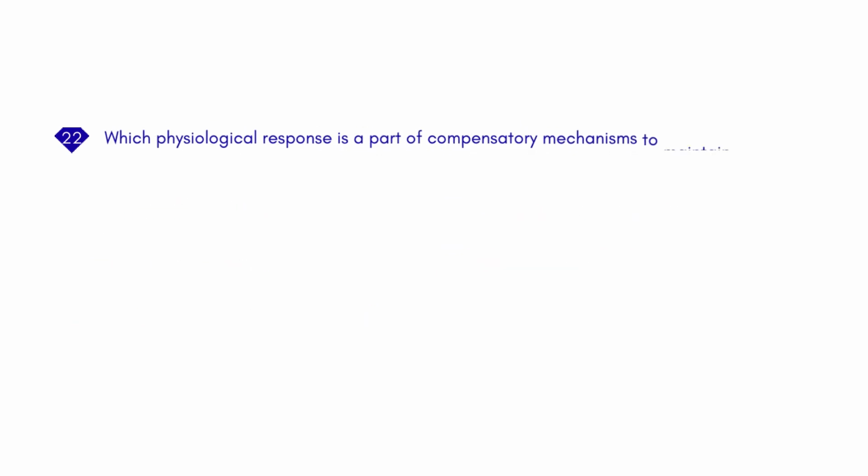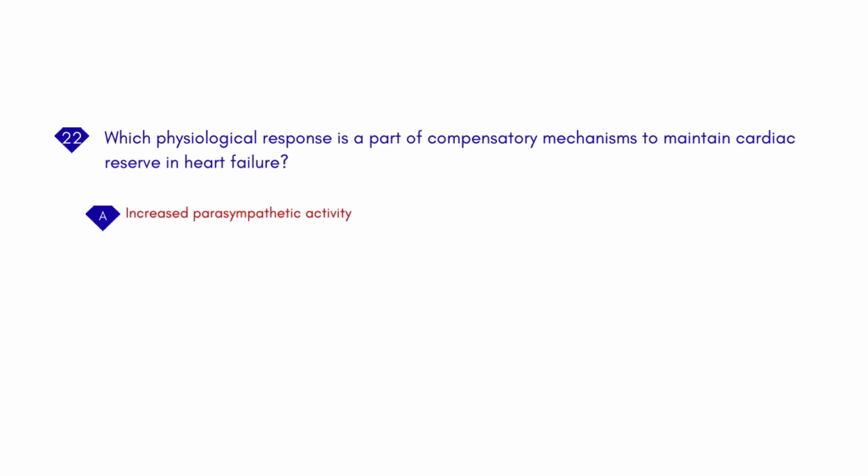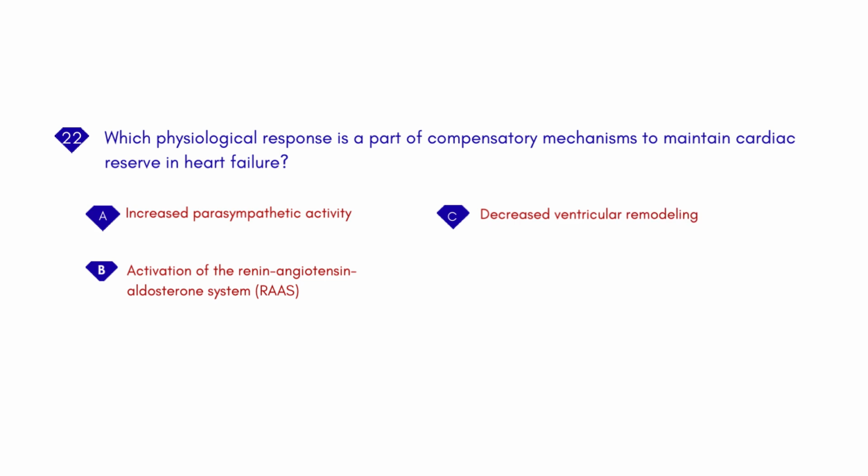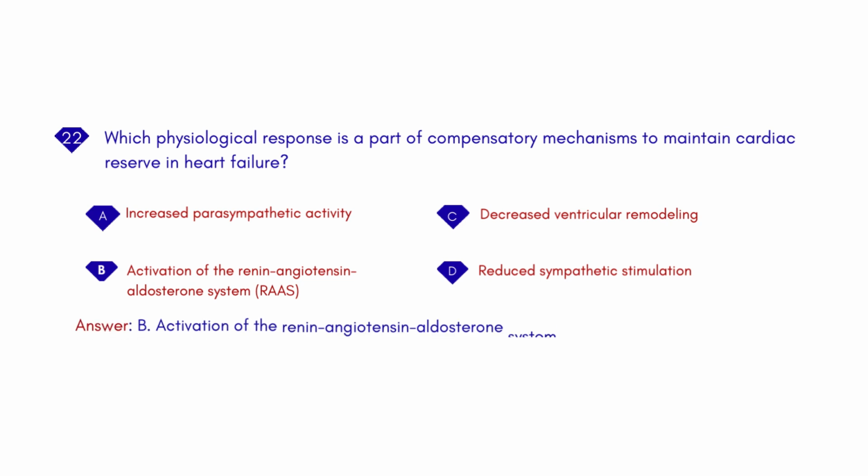Which physiological response is a part of compensatory mechanisms to maintain cardiac reserve in heart failure? A. Increased parasympathetic activity. B. Activation of the renin-angiotensin-aldosterone system, RAAS. C. Decreased ventricular remodeling. D. Reduced sympathetic stimulation. Answer: B. Activation of the renin-angiotensin-aldosterone system, RAAS.